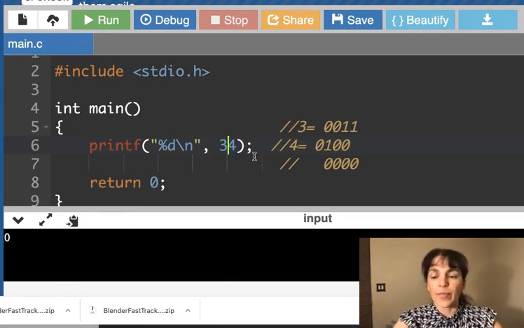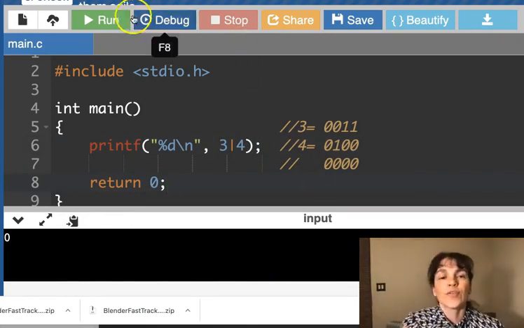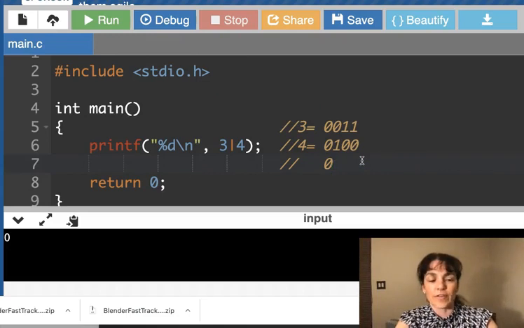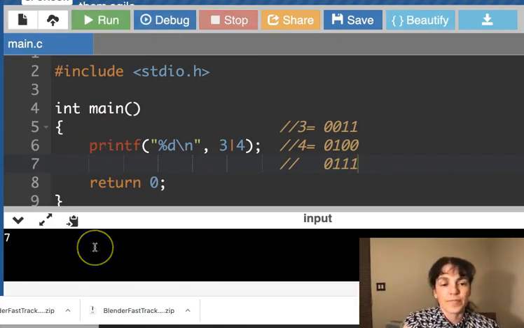But what if we try the bitwise OR? Well, with the bitwise OR, you don't need a 1 in both positions. You only need a 1 in one position. So the answer is going to be a 0 and then a 1 and then a 1 and then a 1. And if you forget what that was, 7.